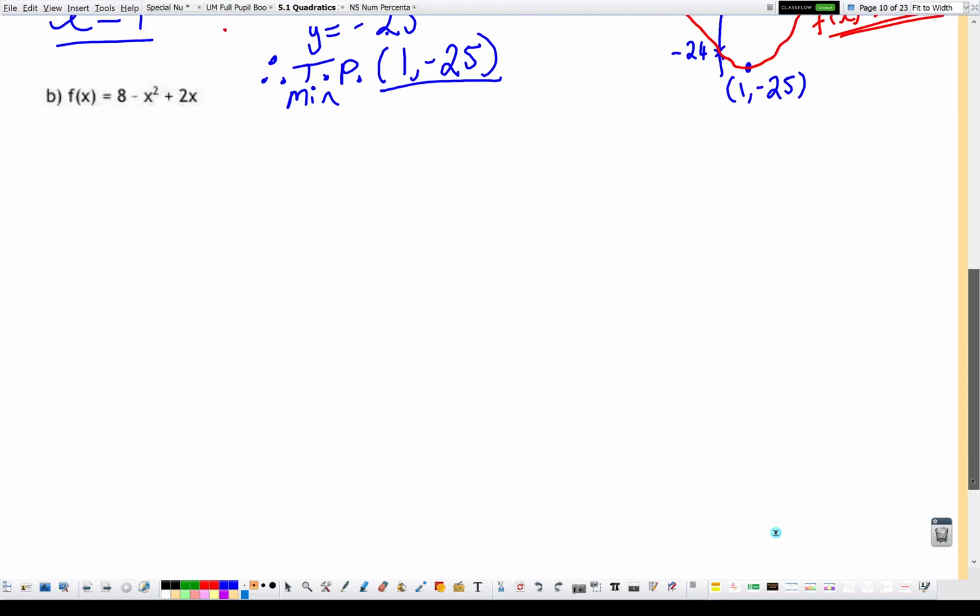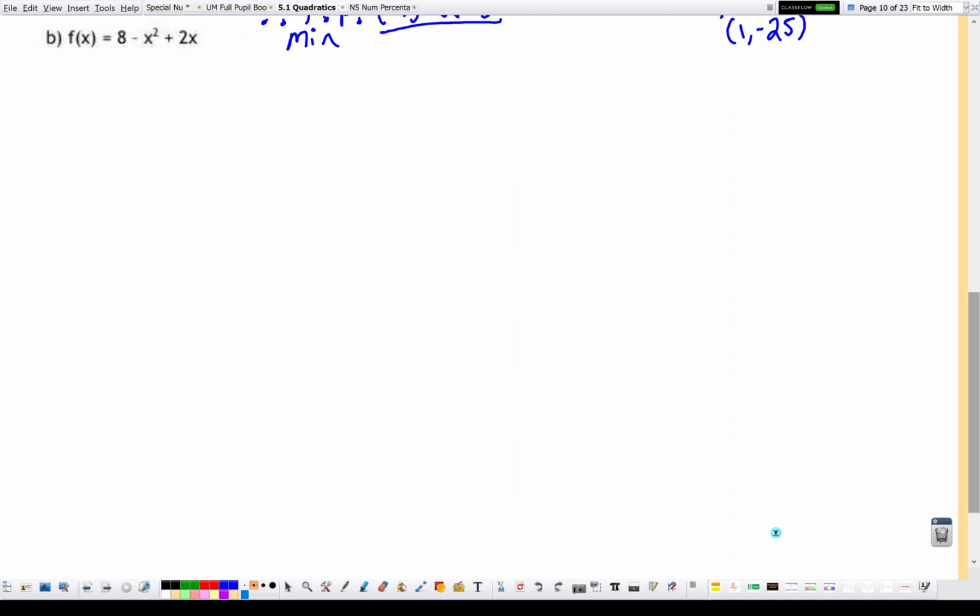So example B, this is example 6B. So this is your quadratic that you need to do the same thing for. So it's f of x equals 8 minus x squared plus 2x.